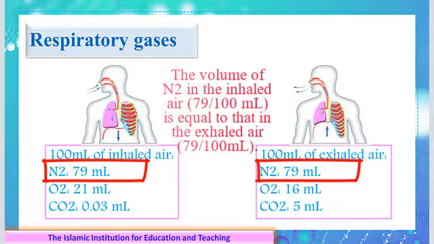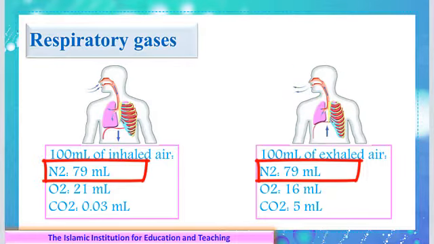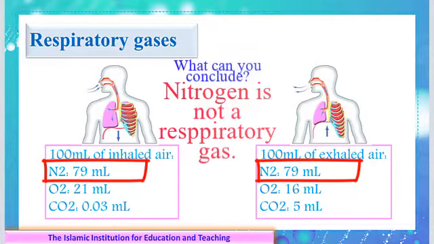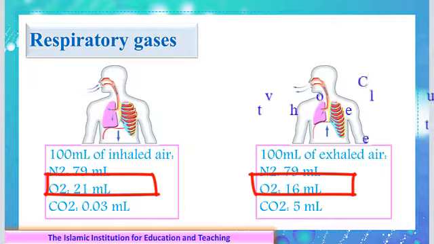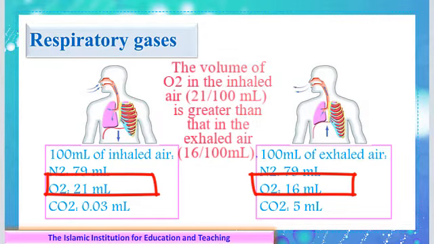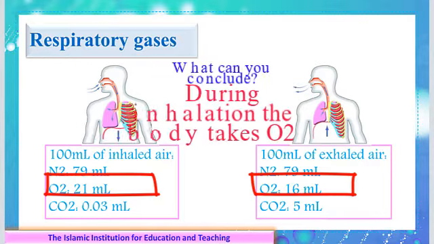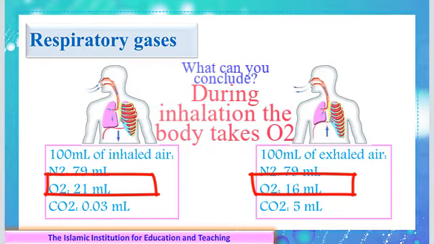The volume of nitrogen in the inhaled air is 79 per 100 milliliters, equal to that in the exhaled air, which is 79 per 100 milliliters also. We can conclude that nitrogen is not involved in respiration, so it is not a respiratory gas. The volume of oxygen gas in the inhaled air is 21 per 100 milliliters, greater than that in the exhaled air, which is 16 per 100 milliliters. Then, during inhalation, the body takes oxygen gas.